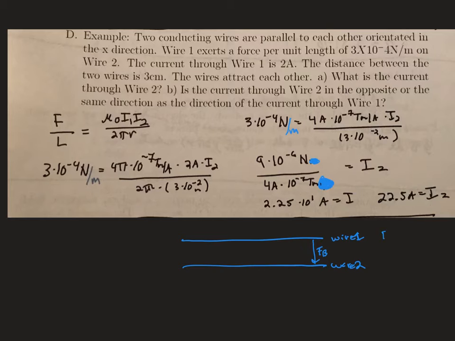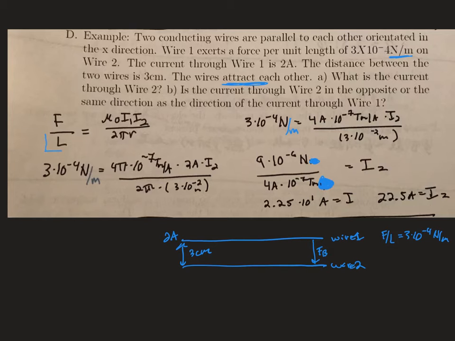And we're given force per length as equaling 3 times 10 to the minus 4 newtons per meter. So be careful of the difference between force per unit length and just a plain force. Make sure that you're checking out the units. Wire 1 has a current of 2 amps, and the distance between the wires is 3 centimeters. And the wires are attracted to each other. So we want to know what the current through wire 2 is.